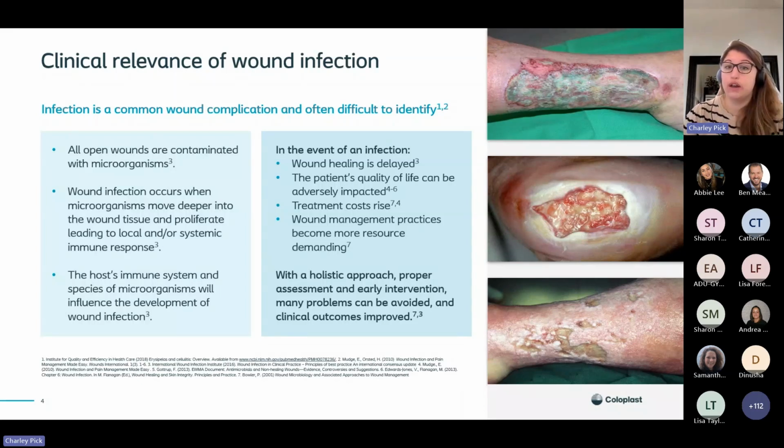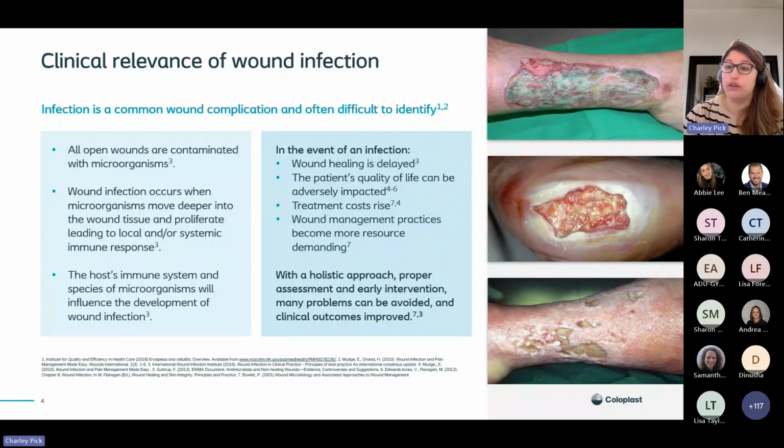The patient's quality of life can be adversely impacted. So patients that have got a wound infection, the wound can be more smelly, the exudate can increase, and therefore the dressings probably need to be changed more frequently. So for patients going to the GP surgery, that means more visits. For patients that are nursed in their own home, that means more community visits.